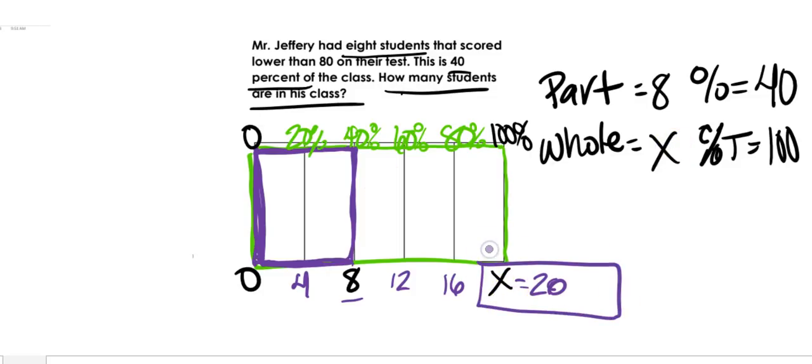So our x equals 20 students in Mr. Jeffrey's class. That is how you use a percent bar model to find the whole when you're given a part and a percent.